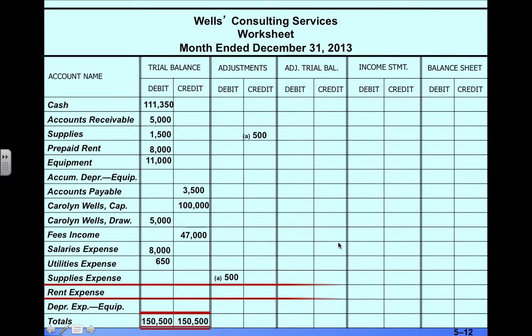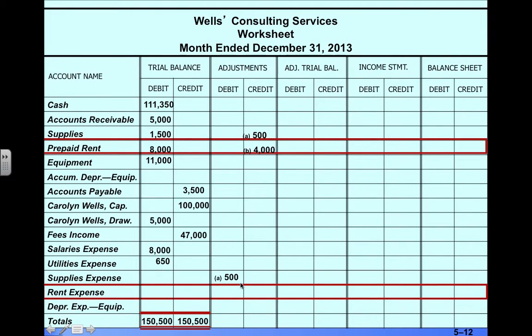So, what would the debit be? The debit would be the rent expense, and the credit would be to prepaid rent because you used some of this. Again, if you keep this at 8,000, your rent would be overstated.